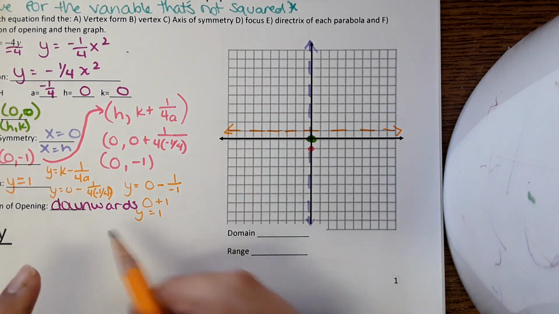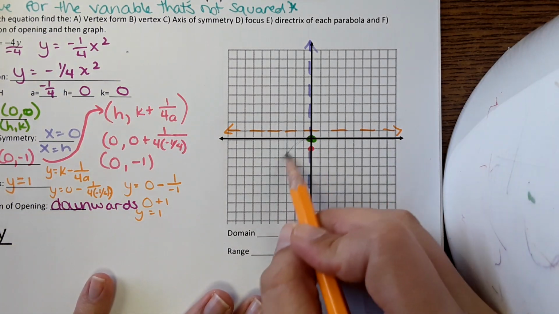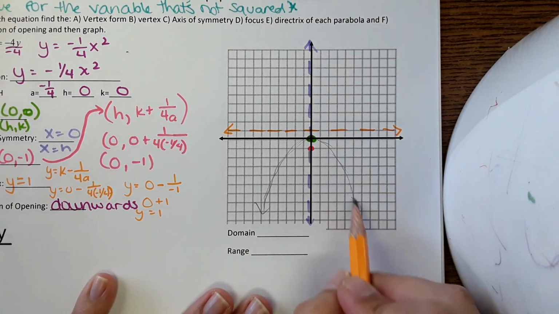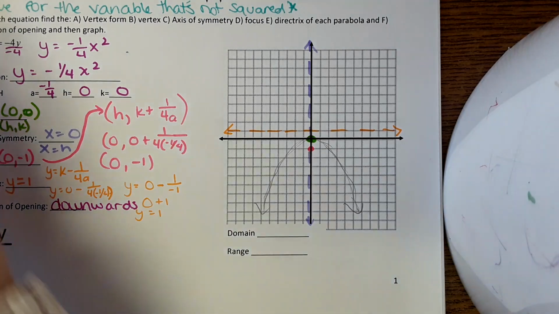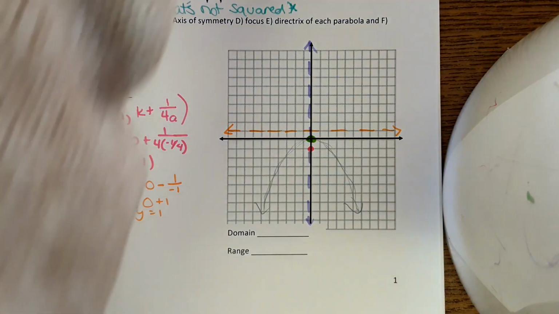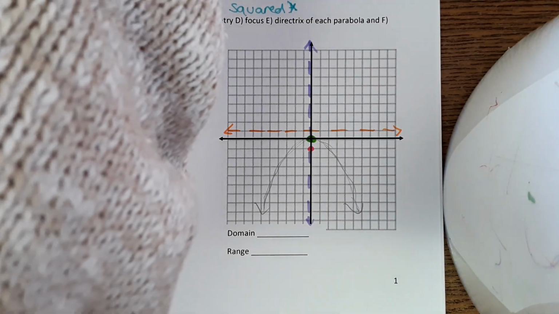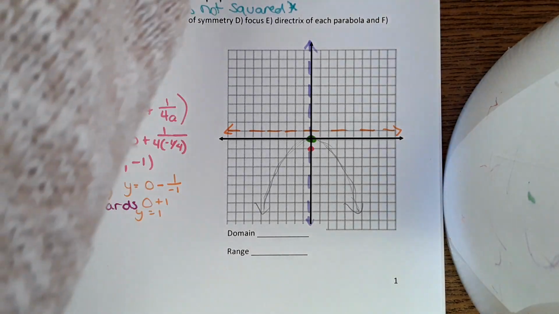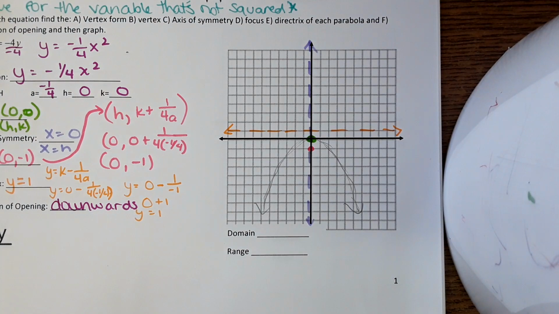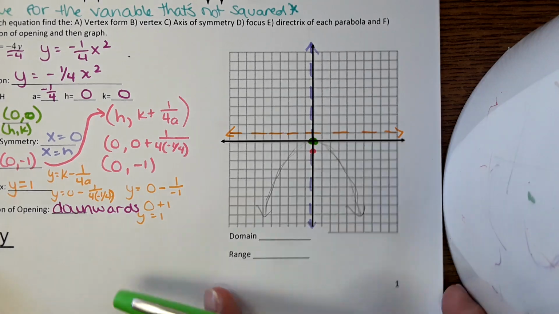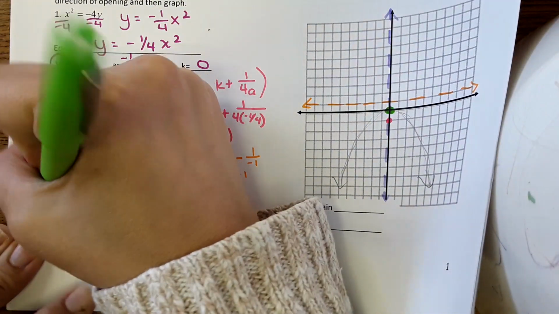The other thing we have is that this parabola is going to face downward, so it's going to go down like this. I'm doing this in pencil because I don't know exactly where those points are going to be, but I know it's going to look like this. Okay, so what do we do now? Now we have to choose x values so that we can fill the rest out. So we're going to choose x's.